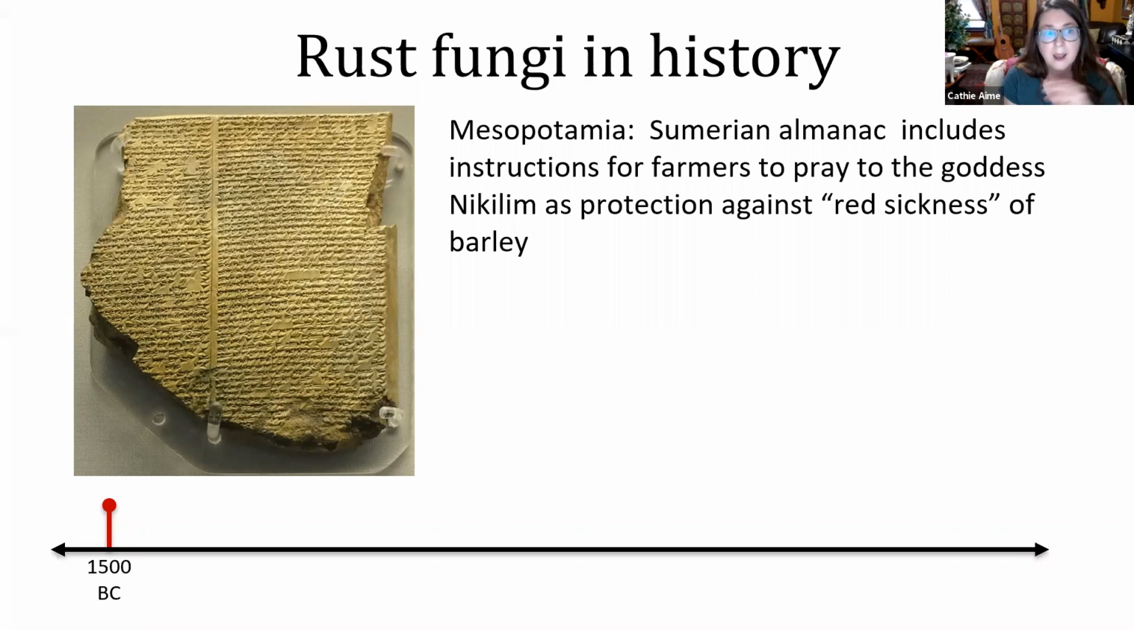So as you know, back in Mesopotamia, we're talking about the dawn of agriculture. Our first probably domesticated agricultural crops were grains, and these were probably afflicted with rust fungi. And of course, in Mesopotamian times, the only cure for these rust diseases was to pray to a god. In this case, it was the goddess Niklim that the Mesopotamians would pray to in order to have less disease on their crops.